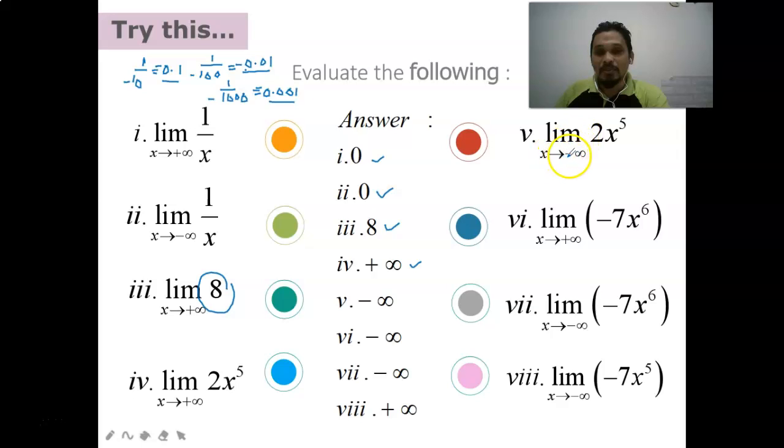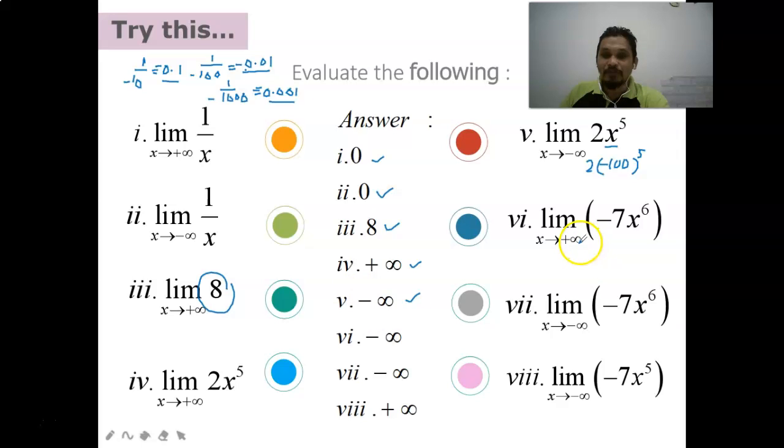Limit of x approaching negative infinity of 2x to the power of 5. Let's say x is negative 100, and times 2 to the power of 5. Negative 100 to the power of 5 is an odd power. So negative numbers to the power of odd numbers give you negative infinity. Okay, it's all negative values.